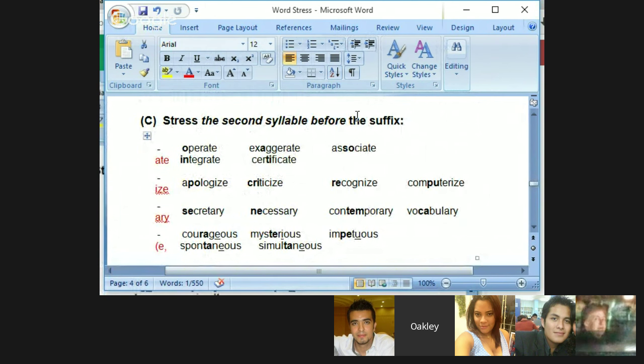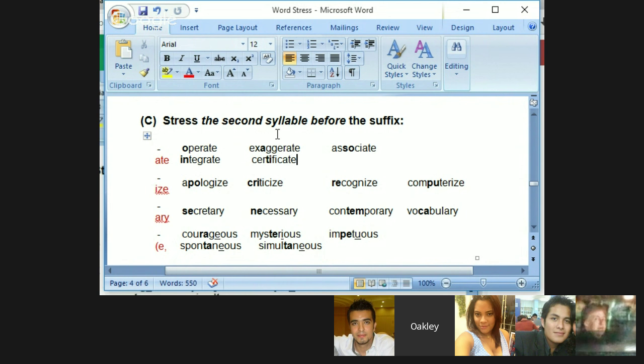Okay. Stress the second syllable before the suffix. So you jump two syllables forward to find the stress. All right. Halen, give it a try. Okay. Operate, exaggerate, associate, integrate, certificate.